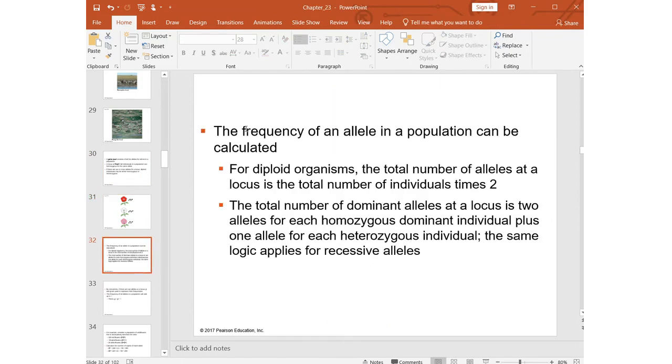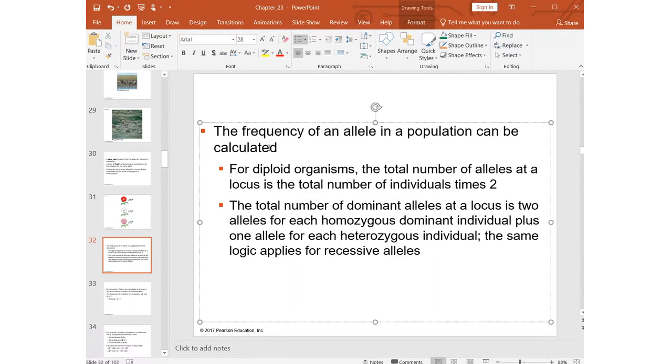So the frequency of an allele, in other words how common an allele is in the population, can be calculated in a number of ways. When you're calculating the frequency of an allele, one thing you have to remember is that for diploid species, the total number of alleles at a locus is the total number of individuals times 2, because there are 2 alleles at each locus.